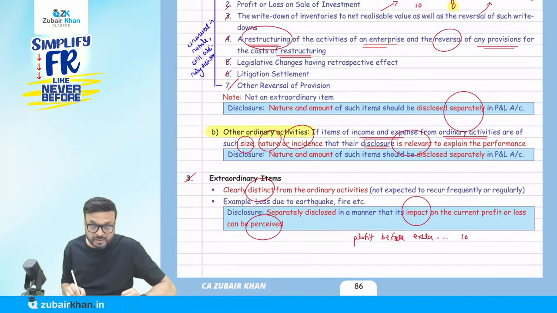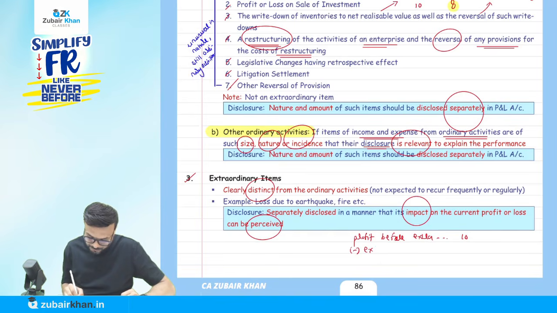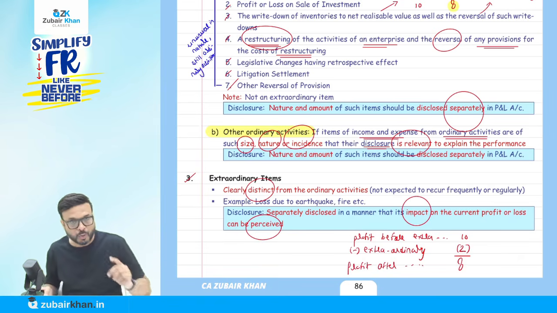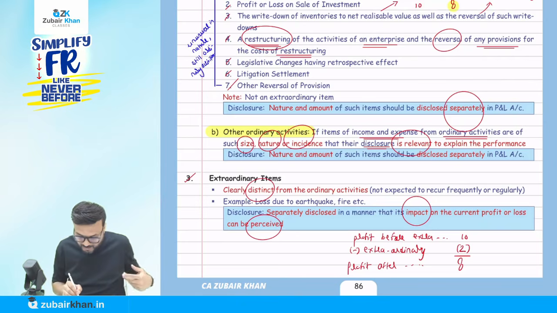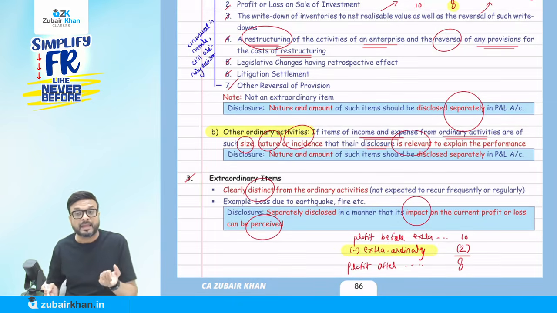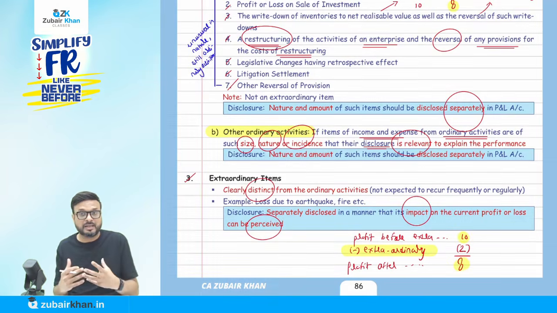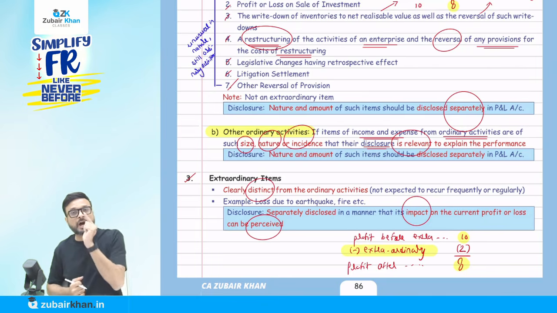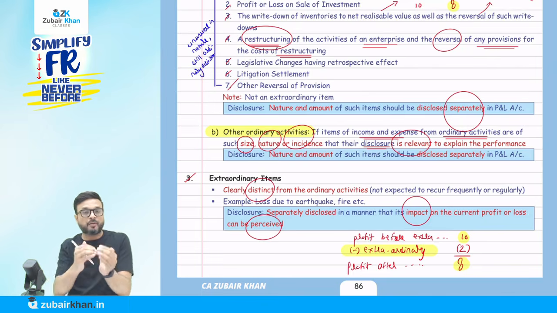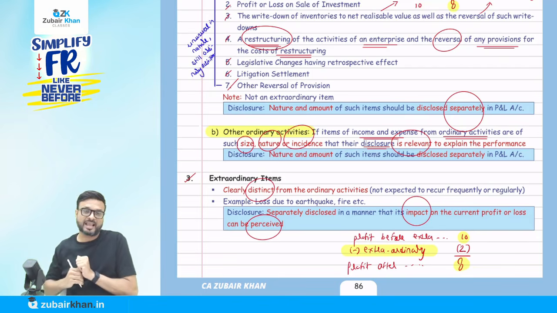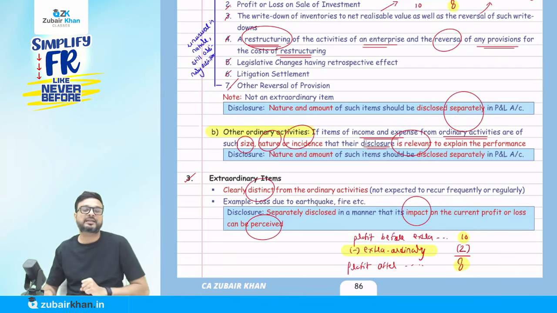Now suppose this is the extraordinary item. Suppose this is 2. How much profit do I have after that? Profit after extraordinary item. Don't you think so? We have disclosed them separately in a manner that its impact on the current year profit or loss can be perceived, can be seen. I can see that before the extraordinary item, how much profit we have? 10 lakhs. How much profit after the extraordinary item? 8 lakhs.